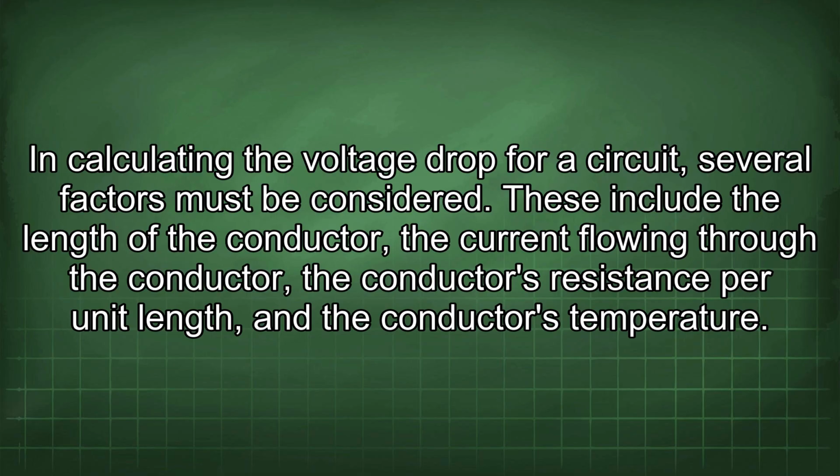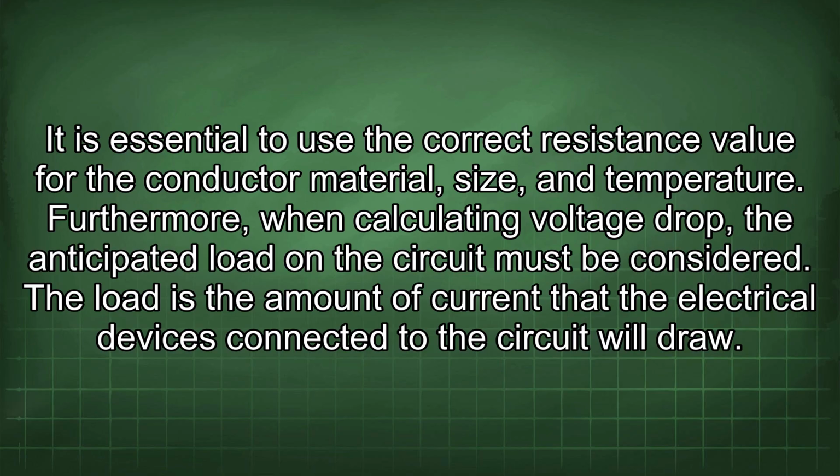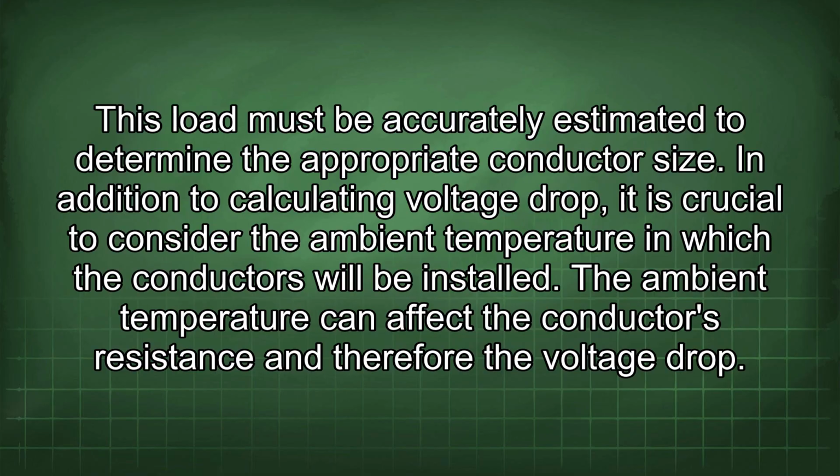In calculating the voltage drop for a circuit, several factors must be considered. These include the length of the conductor, the current flowing through the conductor, the resistance per unit length, and the conductor's temperature. The formula for calculating voltage drop is typically expressed as voltage drop equals 2 times the length of the conductor times the current times the resistance per unit length. The resistance per unit length of the conductor can be found in the National Electrical Code tables or from conductor manufacturers. It is essential to use the correct resistance value for the conductor material, size, and temperature. Furthermore, the anticipated load on the circuit must be considered. The load is the amount of current that the electrical devices connected to the circuit will draw. This load must be accurately estimated to determine the appropriate conductor size.